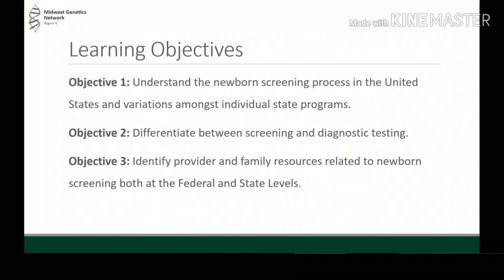The first objective is to understand the current state of newborn screening processes in the U.S. and recognize that variations do exist between individual state screening programs. The second is to appreciate the differences between screening and diagnostic tests. And the third is to identify resources related to newborn screening geared towards both healthcare providers as well as patients and families. Next slide.